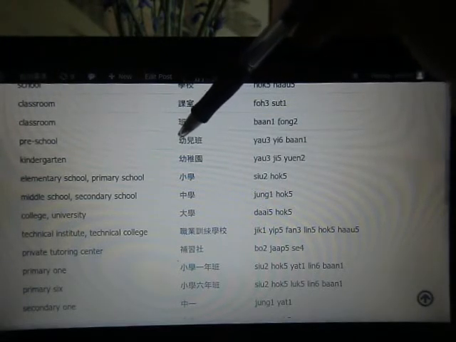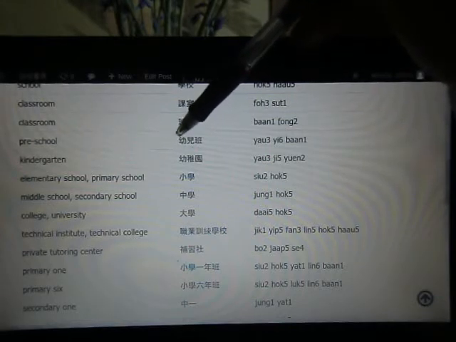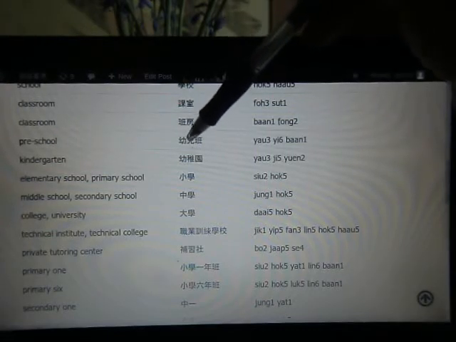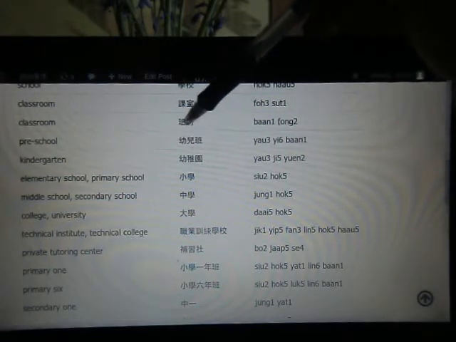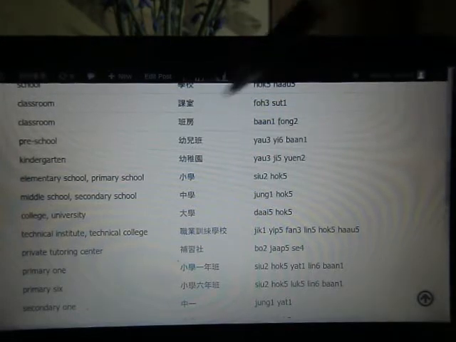幼 means very new, brand new, or very young. Young is also 幼. 兒 is the child. 幼兒 is the small child. 班 again is the class. 幼兒班 is the preschool.